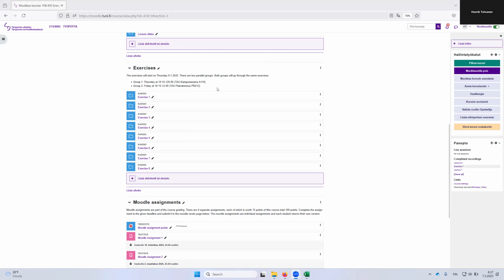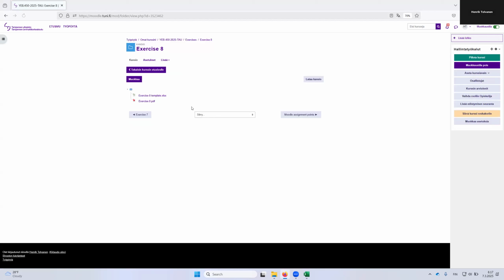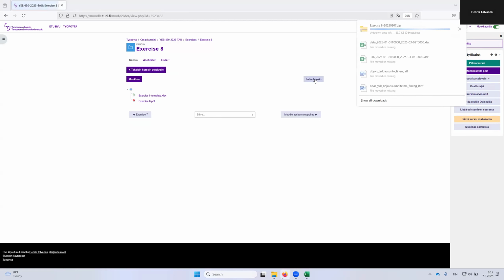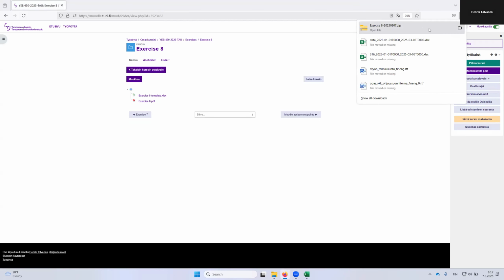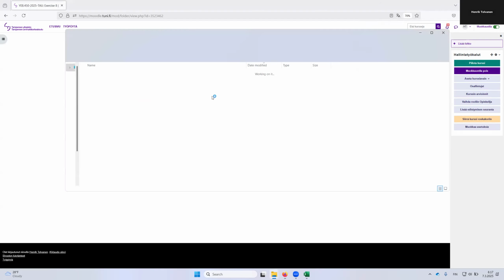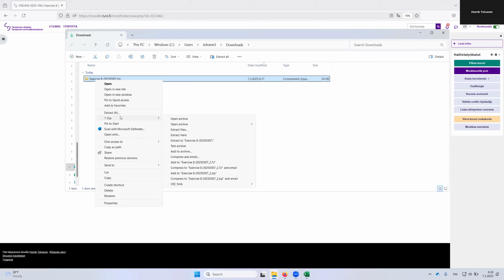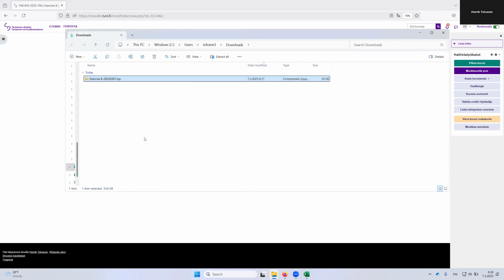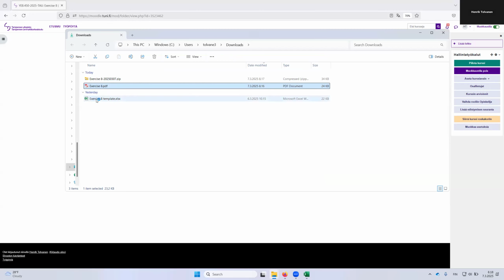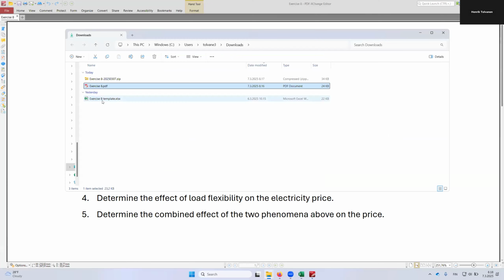Energy System Modeling Exercise 8. So let's go ahead and open the exercise 8 folder. So I'm going to download these. And from here, let's open the PDF and the template.